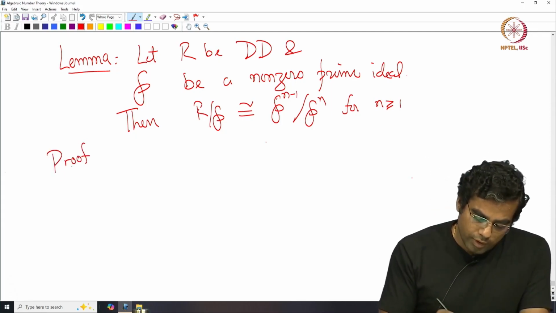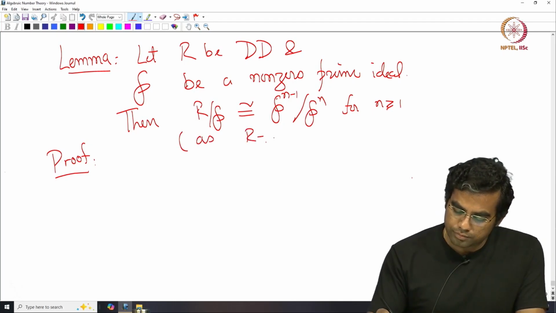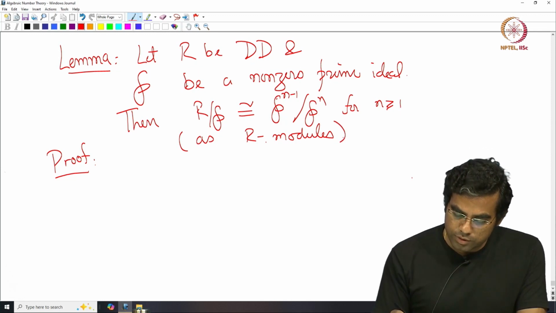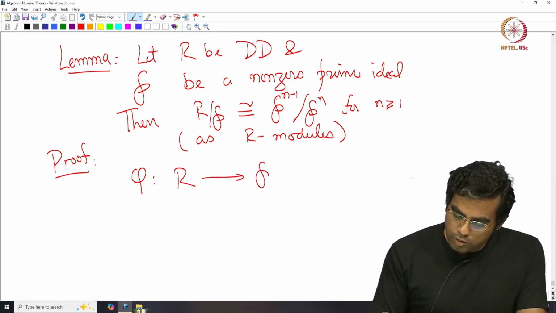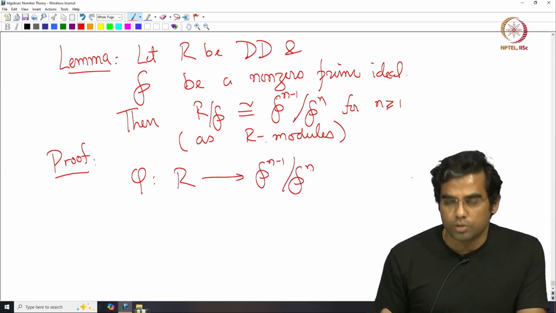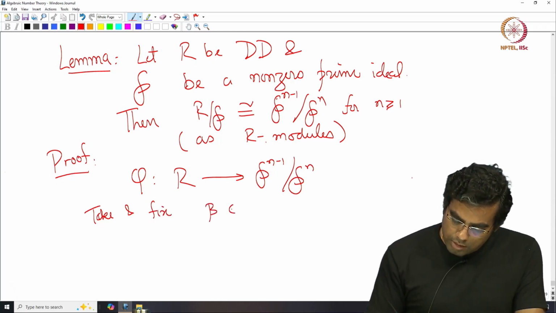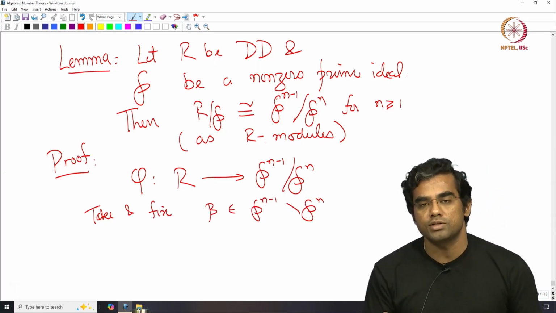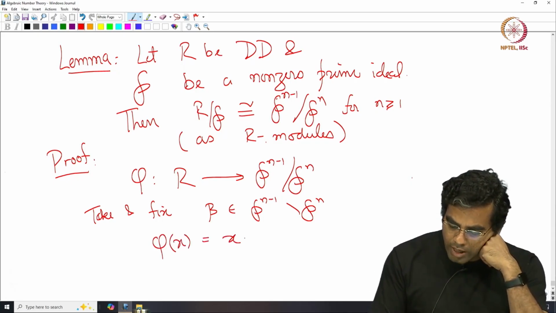So, here is a proof of this. This is an isomorphism as R modules. So, how is this isomorphism obtained? We define a map phi from R to P^(n-1) modulo P^n. And how do we define this map? You take and fix beta in P^(n-1) minus P^n. So, P^(n-1) is strictly bigger than P^n, so there exists such a beta, and you put phi of x to be x times beta.